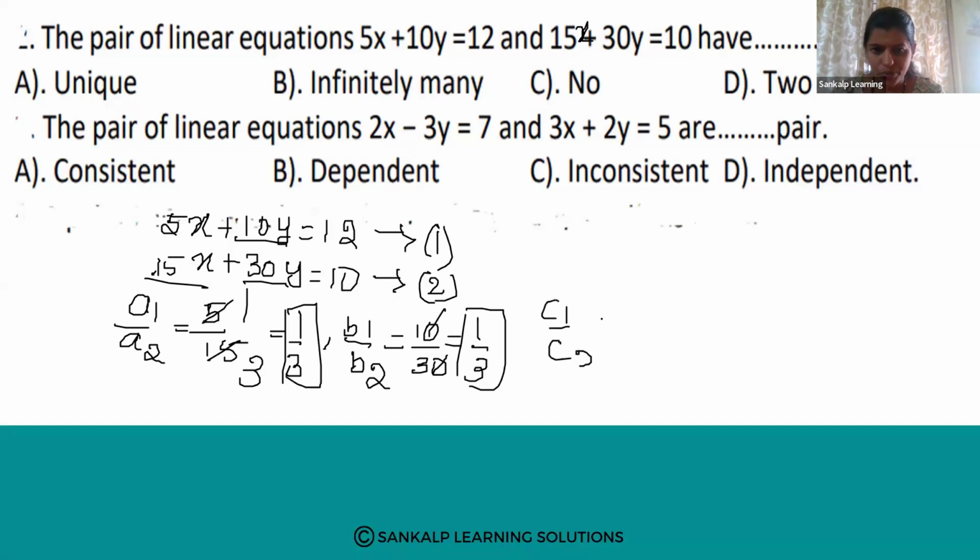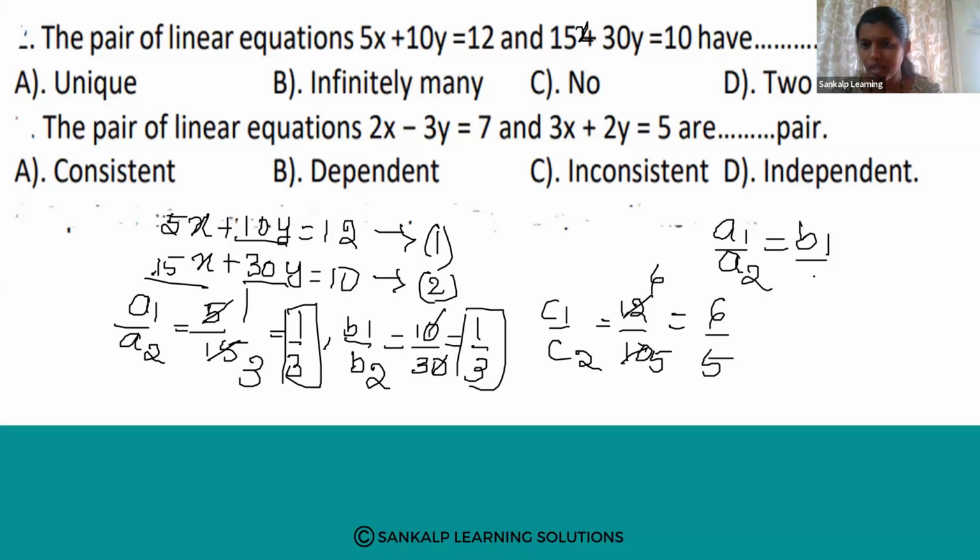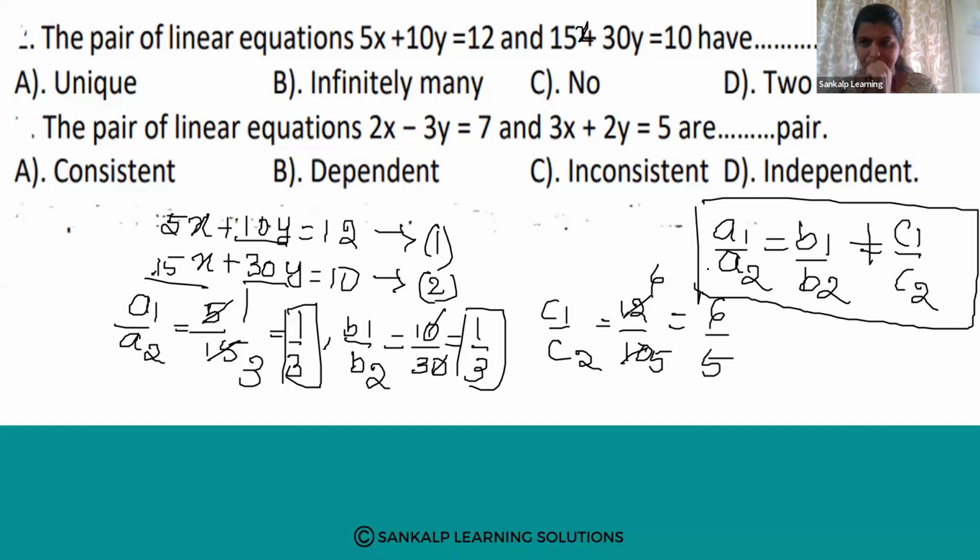C1 divided by C2. 12 divided by 10. 2 sixes are 12, 2 fives are 10. 6 divided by 5. Observe carefully. A1 divided by A2 ratio is equal to B1 divided by B2, but it is not equal to C1 divided by C2. What will the lines be like when this condition holds? Lines are parallel. Okay. When the lines are parallel, at that time, you will have no solutions.